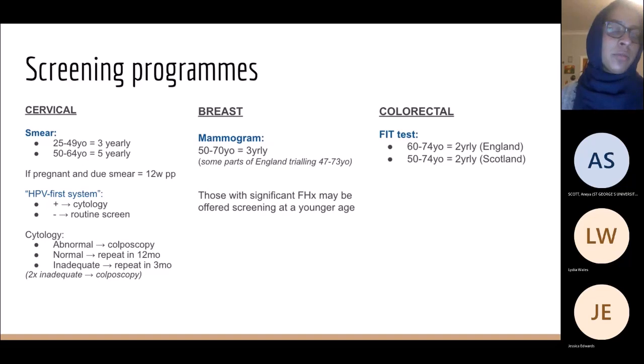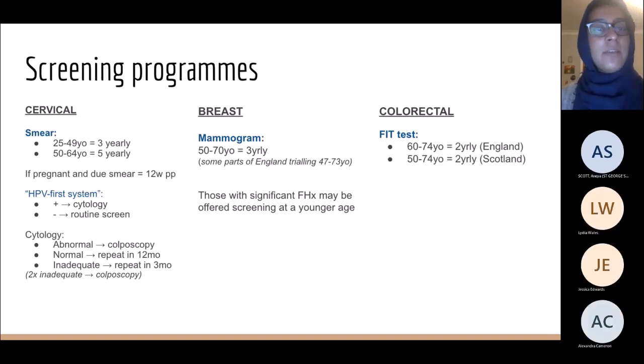However, if, for example, you are found to be HPV positive, you get sent over to cytology and your cytology turns out to be normal, then you have to come back and test for HPV again in 12 months' time, so in a year's time. If after a year you are HPV negative, that's fine. You'll go back to doing the normal routine screening program every 3 years or every 5 years.